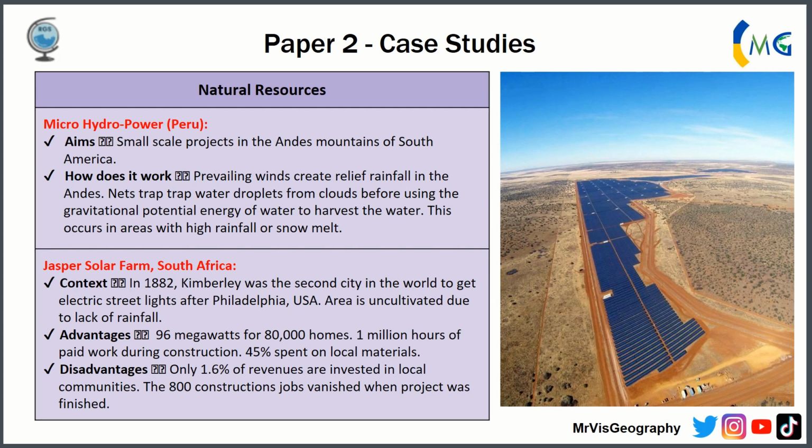And the Jasper Solar Farm in South Africa is located in Kimberley, which happened to be the second city in the world to have electric streetlights after Philadelphia in 1882. But it's an area that has a huge amount of sunshine. They've provided huge advantages like providing jobs and using local workers. However, most of the money goes back to the big corporations that aren't necessarily based in local communities. So that would be the negatives. Okay, so there are two examples.